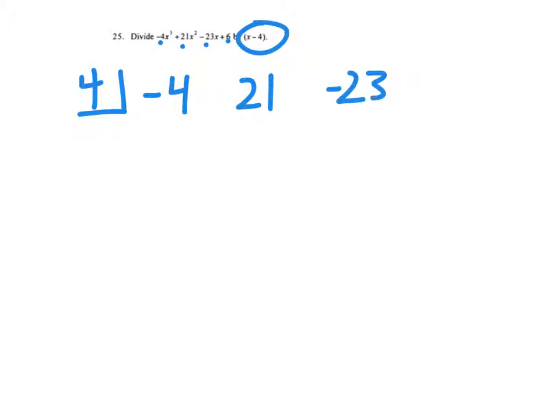For the second one, we are also going to do synthetic division. Again, in the house, I'm going to put the opposite of this. So I'm going to put a +4, and then we'll write down my coefficients. So I have -4, 21, -23, and 6.